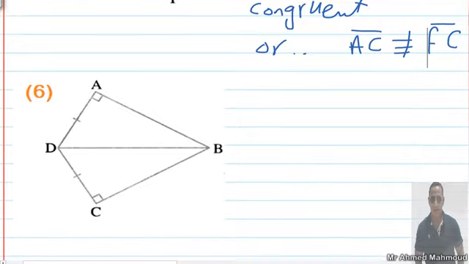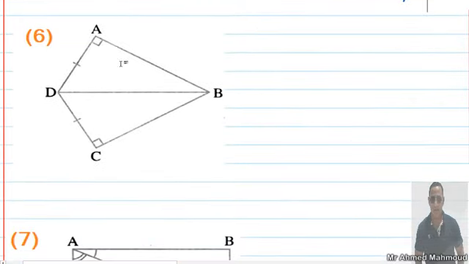Okay, the next one, we have here AD is congruent to DC. Those are right-angled triangles, side equal to side, and right angle equal to right angle. And here the hypotenuse is common. Then the two triangles are congruent because the hypotenuse is common, right angles, side and side, it's R.H.S.